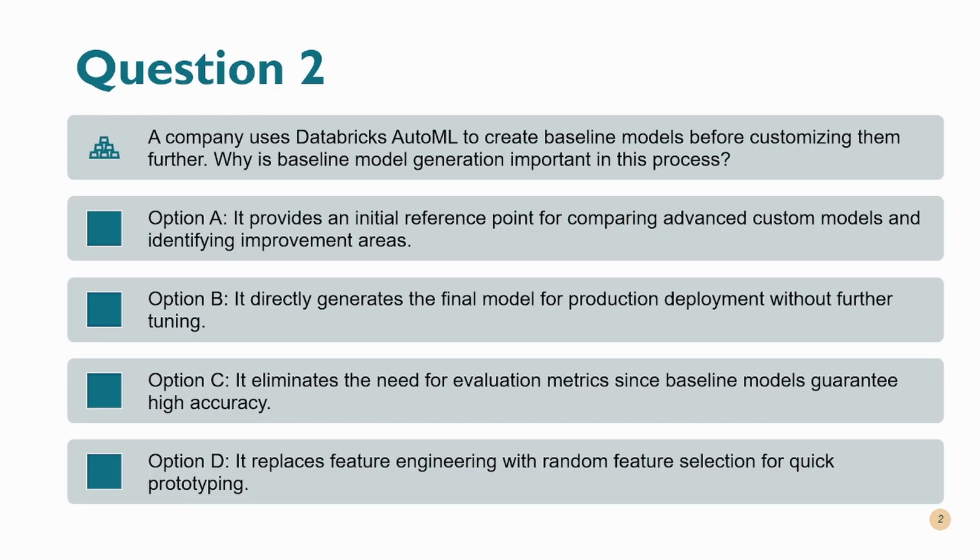And here are your options. Option A, it provides an initial reference point for comparing advanced custom models and identifying improvement areas. Option B, it directly generates the final model for production deployment without further tuning. Option C, it eliminates the need for evaluation metrics since baseline models guarantee high accuracy. Option D, it replaces feature engineering with random feature selection for quick prototyping.